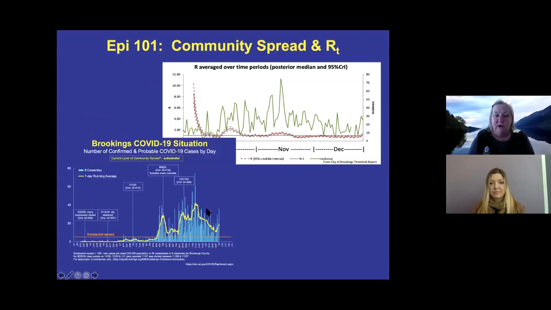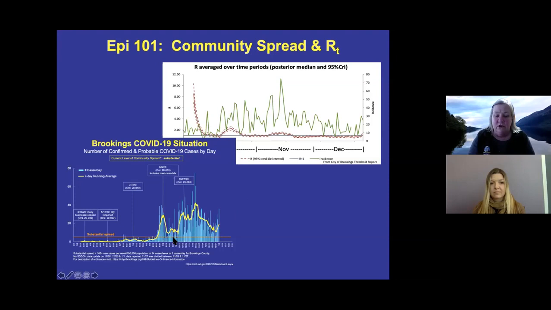And if you look at the curve of cases, you can see that the numbers of cases have been declining. And that's reflected in this RT less than 1, which is going to lead to a decrease in cases. And in the past week, we've had an increase. And that's why this RT is now going above 1.